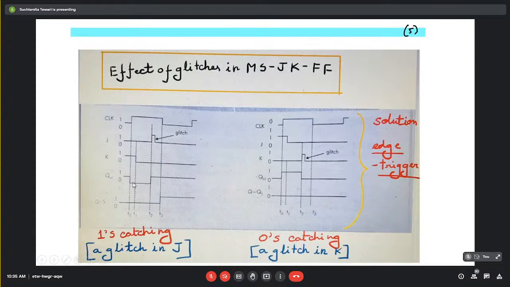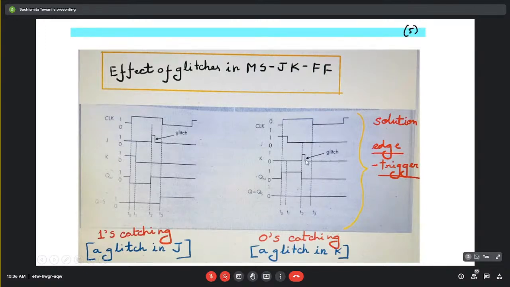So what is supposed to be a 0 at the output, now due to this glitch, the output becomes 1 permanently. Since the output is here catching the value of 1, this kind of situation is called 1 catching. Similarly, if this kind of glitch happens in case of K, then the output will change from 1 to 0 over here. So which is supposed to be 1 throughout, now it is getting 0.